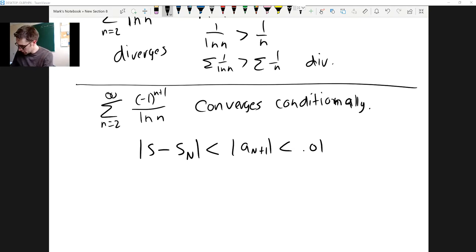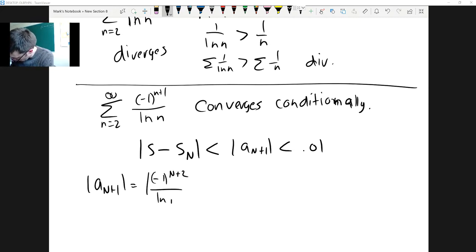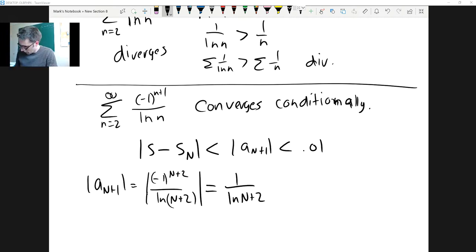All right, so let's compute the absolute value of a_(n+1). So the absolute value of a_(n+1) is equal to the absolute value of (negative 1) to the n plus 2 over log(n plus 2). Absolute value of the top is going to make that a plus 1. The bottom is already positive. Okay, and so we want that to be less than 0.01, which is just 1 over 100. And so we could rearrange that equation just a little bit and write it as 100 is less than log(n plus 2).